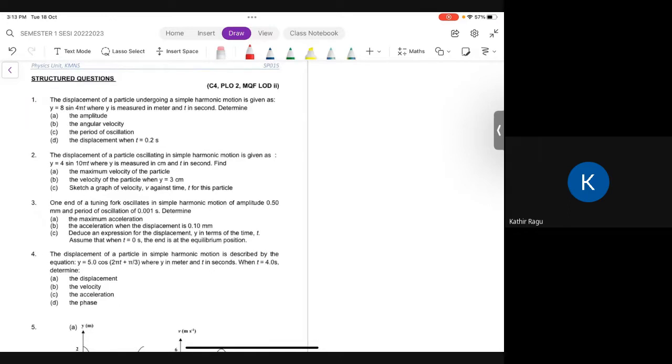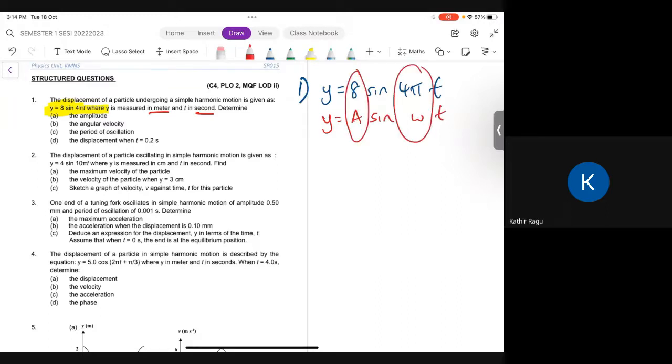The displacement of a particle undergoing simple harmonic motion is given by y equals to 8 sin 4 pi t, where y is measured in meter, t in second. So the first thing we need to do bila nampak soalan macam ni, write down balik general equation. 8 sin 4 pi t, and then bawah dia letak general equation A sin omega t. So this is your A, this is your omega. So the first question, they ask you to find amplitude. Senang gila lah. So jawapan dia 8. Ramai ke buat 8? Salah. Mesti ada unit, 8 meter. In physics kena ada unit, 8 meter.